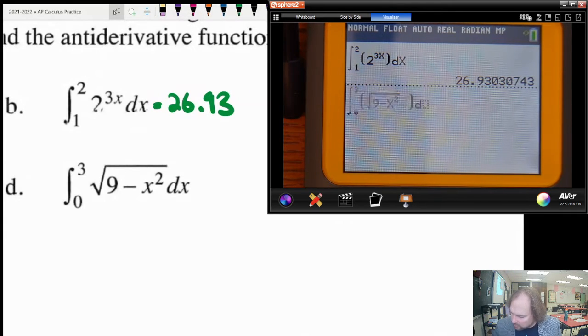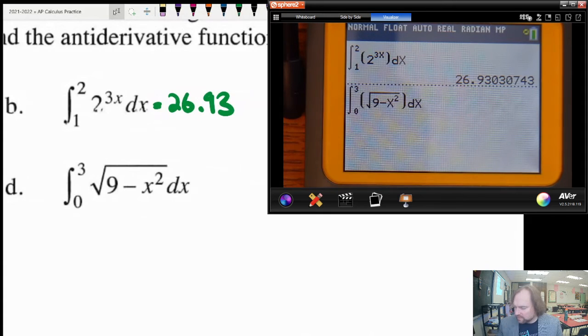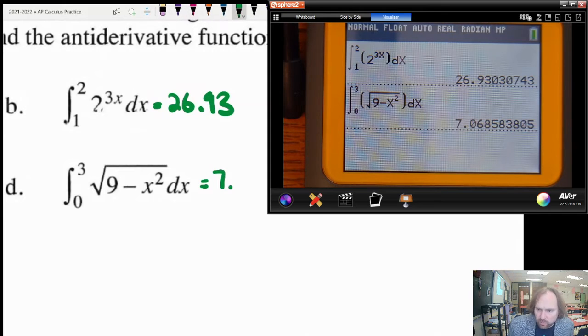It is a good idea to practice these keyboard commands because on a timed test like your AP Calc test, it's a good idea to be able to do those things real quick. 7.0685 or so, 858. I'm going to stop there.